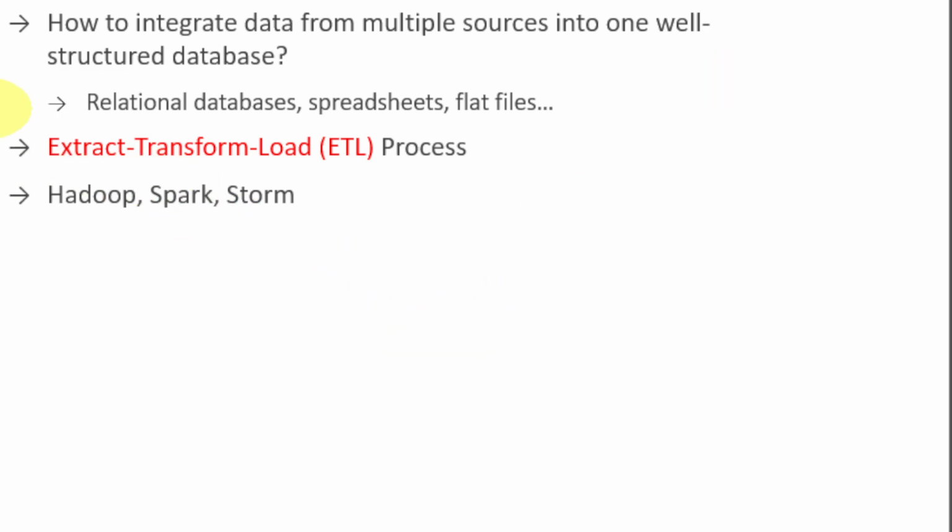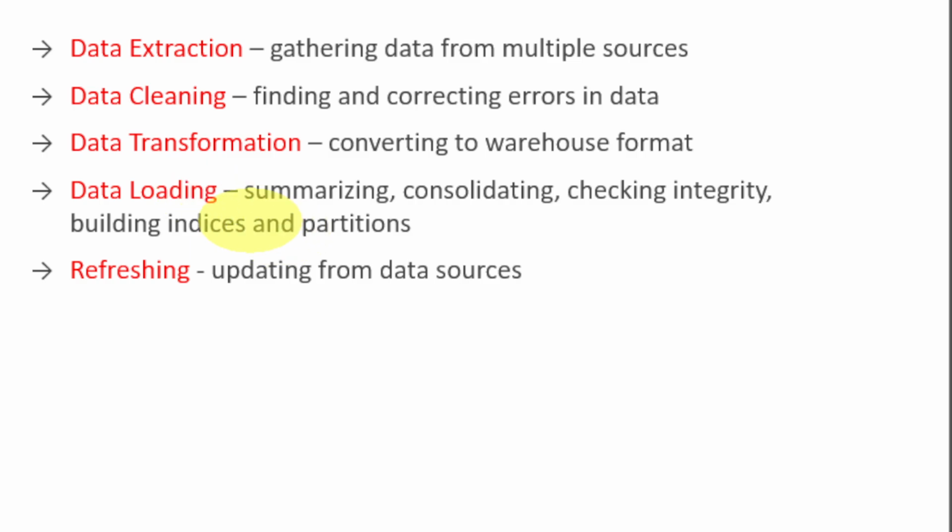Now, how to build a data warehouse? For that, we ask how to integrate data from multiple sources into one well-structured database. We can do that with relational databases, spreadsheets, flat files. After that, we extract, transform, load. We call this the ETL process. And we can use Hadoop, Spark, or Storm. For that, we need data extraction, data cleaning, data transformation, and we also need data loading and refreshing.